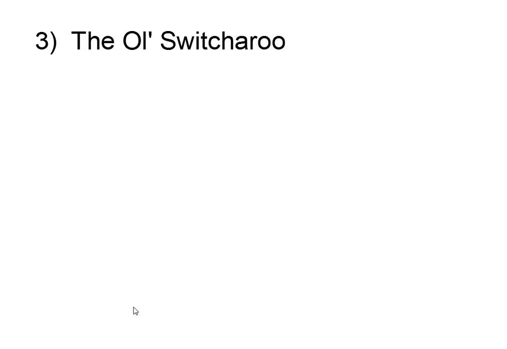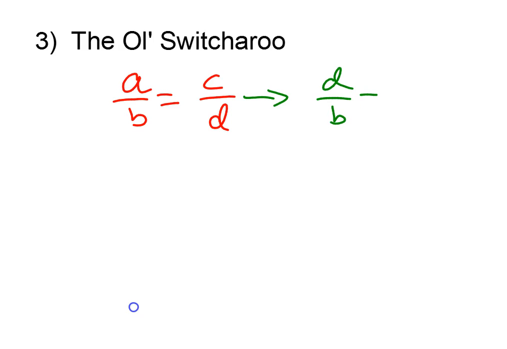The next one is the old switcheroo. If I have a proportion that says A over B equals C over D, what are my extremes in this problem? A and D. What are my means? C and B. The old switcheroo says you can create 2 new proportions. I can switch the extremes with each other. If I switch the extremes, I would get D over B equals C over A. All I've done is switch the place of the 2 extremes.